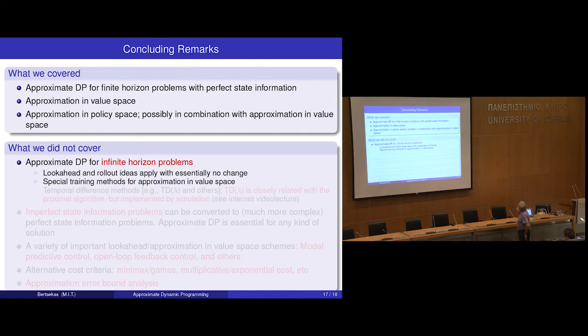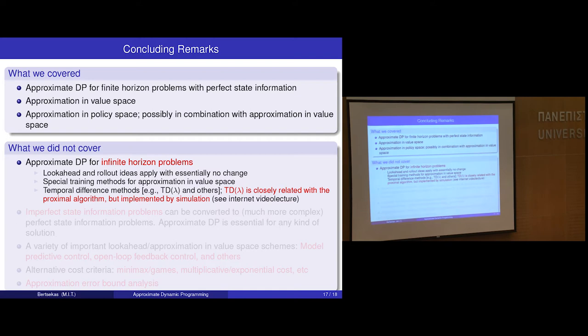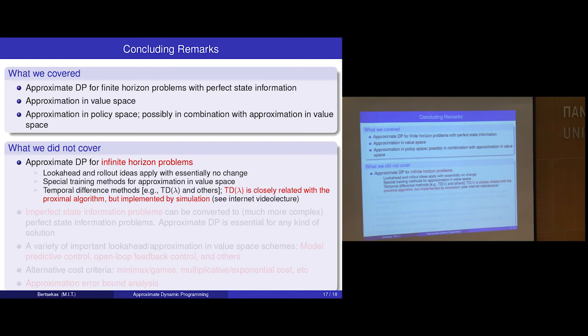There are special training methods for approximation in value space, like the temporal difference methods that were mentioned earlier, TD lambda and others, that for a while were quite mysterious in just what they were. Eventually people figured out that they are stochastic iterative methods that have a very interesting theory, mathematically speaking, and convergence analysis and so on. It turns out that TD lambda, in temporal difference methods, is also connected with another famous algorithm from an entirely different field, from convex analysis, the proximal algorithm. I don't know how many of you are aware of the proximal algorithm. It's one of the major methods for deterministic convex optimization. It turns out that TD lambda is a proximal algorithm.